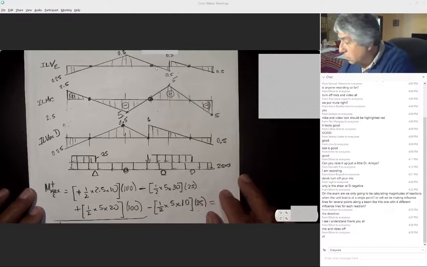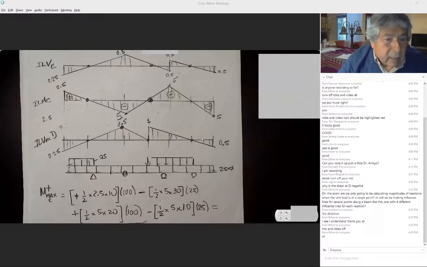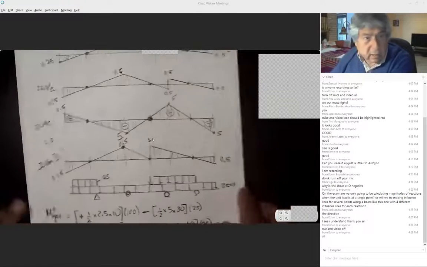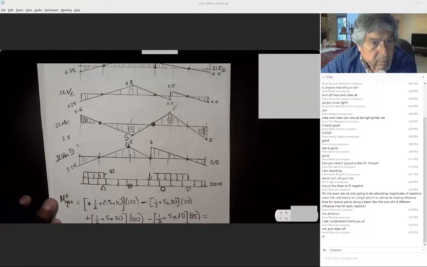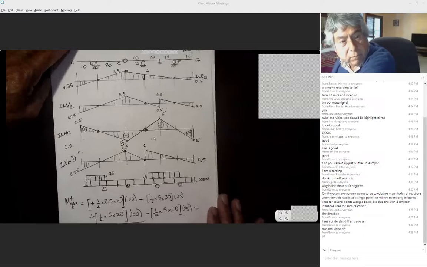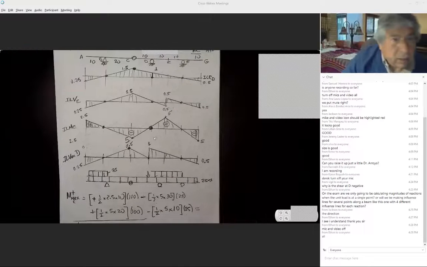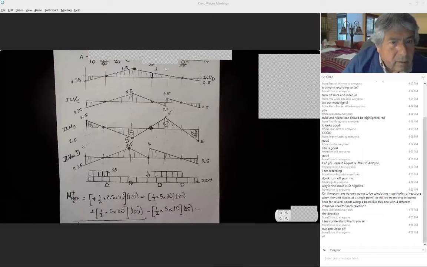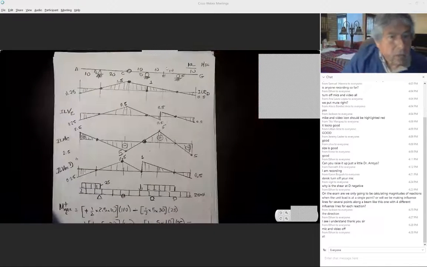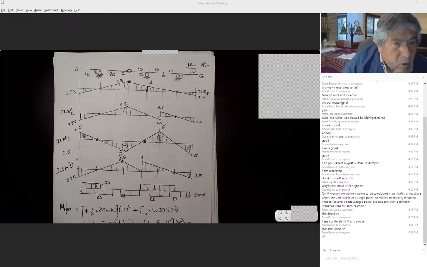So this is page 10. Look, this is the support D. Look, this is the location. This location D is going to go from 0 to 1.